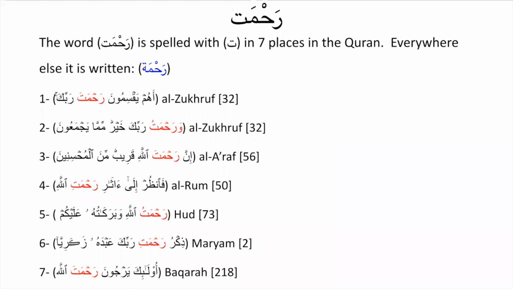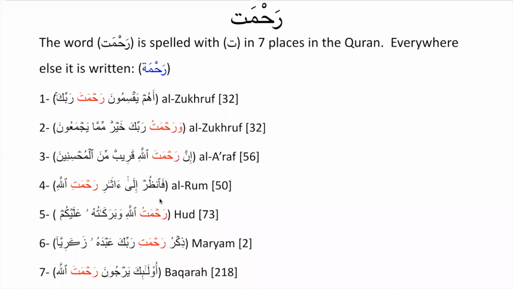Again, this is the word Rahmah. Qiyas says that it should have a Ta marbuta at the end, but in these places it's written with a Ta. And if I was reading with Hafs, I would say Rahmat when stopping on the word. So the first one Ibn al-Jazari mentions is in Surah Al-Zukhruf, and there's actually two places in the same ayah. The first section of the ayah, أَهُمْ يَقْسِمُونَ رَحْمَةَ رَبِّكَ. So here the letter is Ta, not Ta marbuta. And then in the same ayah at the ending, وَرَحْمَةُ رَبِّكَ خَيْرٌ مِمَّا يَجْمَعُ. The third place in Surah Al-A'raf, إِنَّ رَحْمَةَ اللَّهِ قَرِيبٌ مِنَ الْمُحْسِنِينَ.